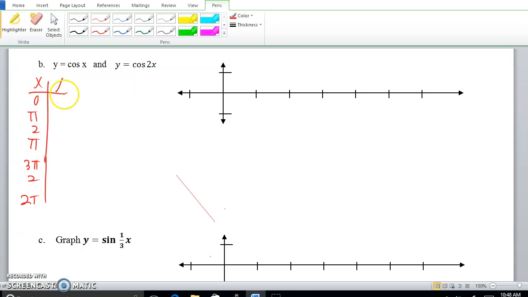All right, so at 0, you're going to get 1. We go to 0, negative 1, back to 0, and then back to 1. All right, so once again, we should probably go ahead and graph it. So let's see, 0, pi over 2, pi, 3 pi over 2, and then 2 pi.